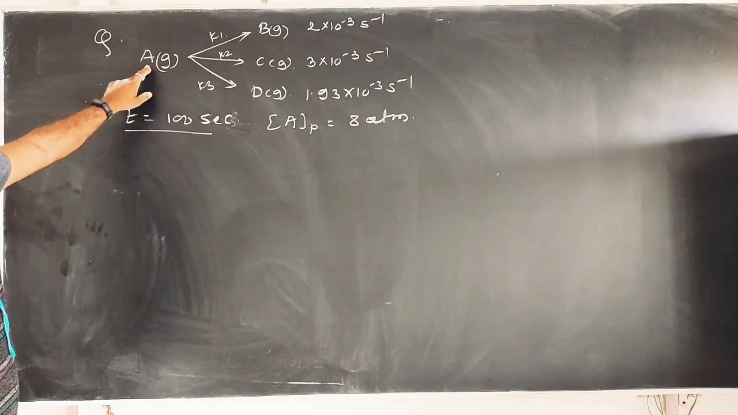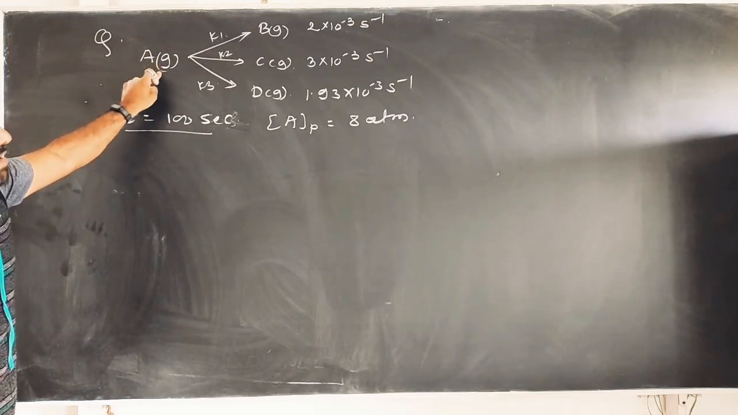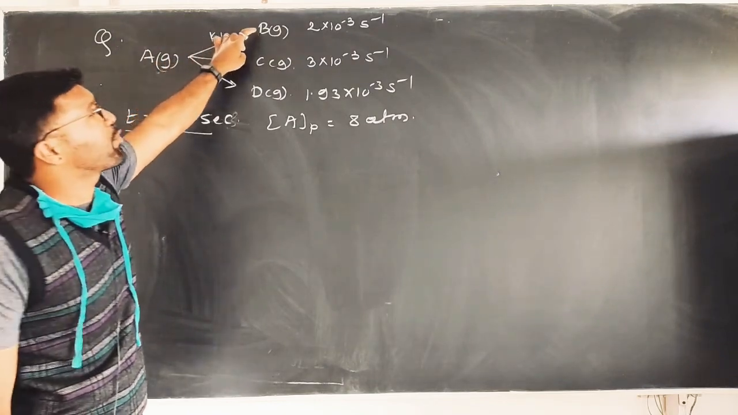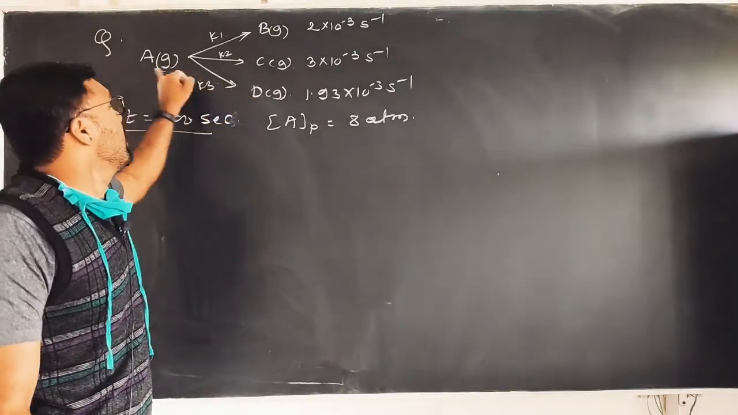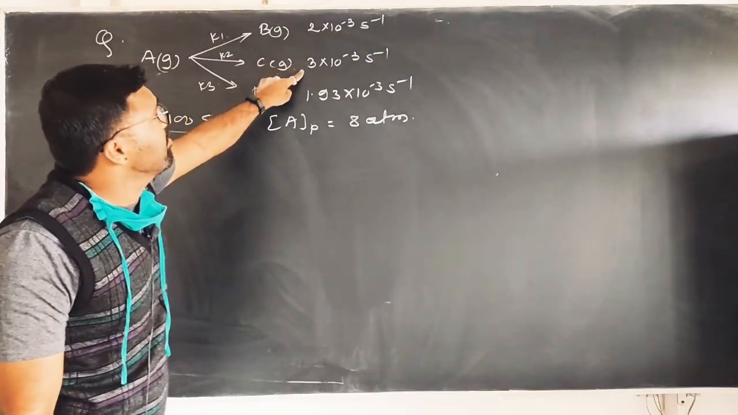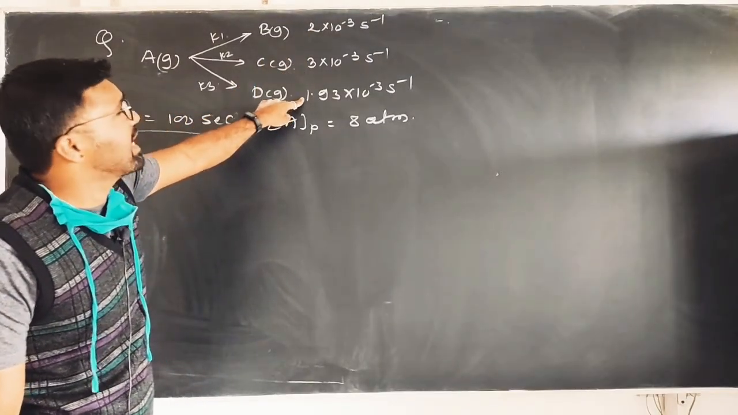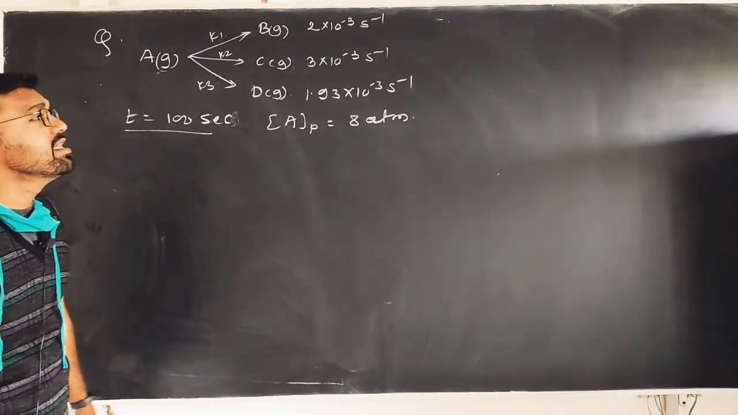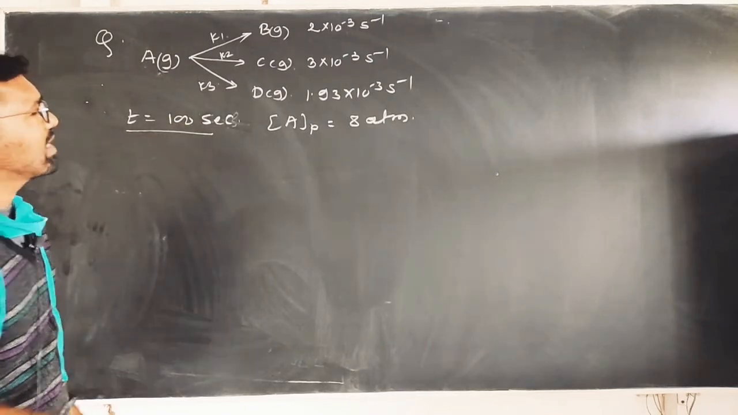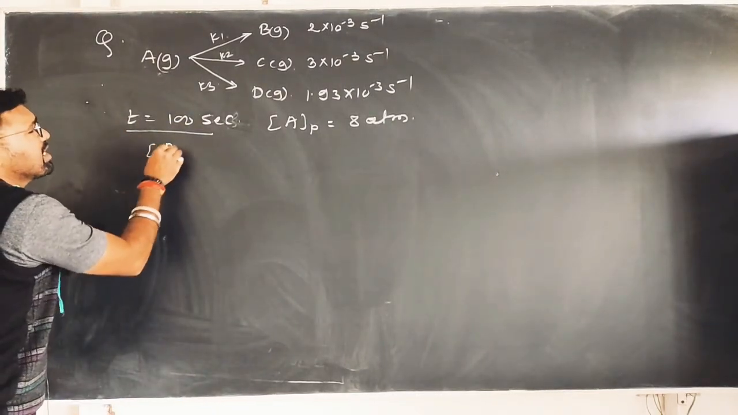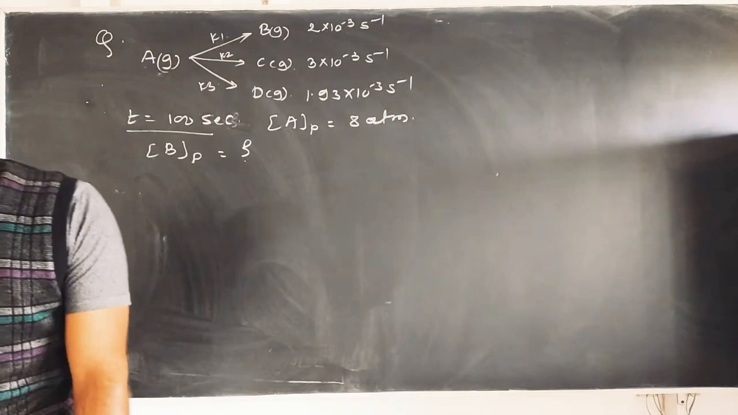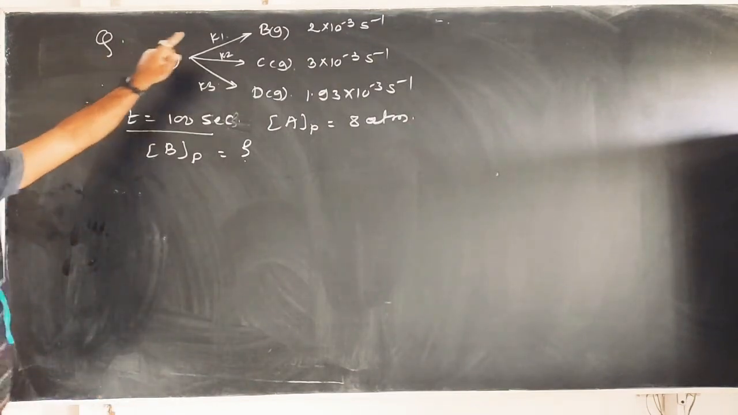By observing this we can say that A with 8 atm pressure in a closed container, with the rate constants K1, K2 and K3 respectively, forms the products B, C and D in a gaseous state. A is also in a gaseous state. The rate constants are K1 equal to 2 into 10 raised to minus 3, K2 equal to 3 into 10 raised to minus 3 and K3 equal to 1.93 into 10 raised to minus 3 per second. After 100 seconds they ask what is the partial pressure of B.